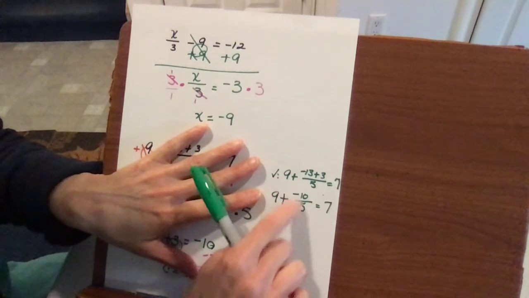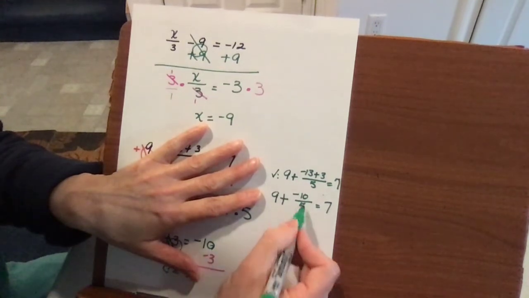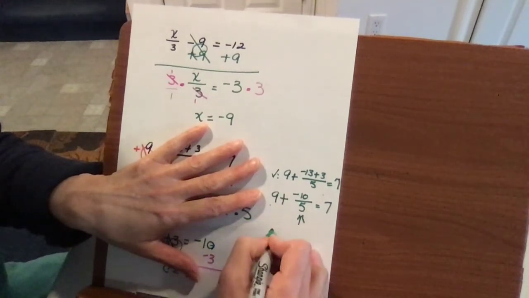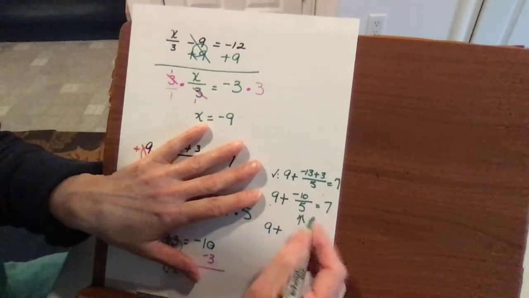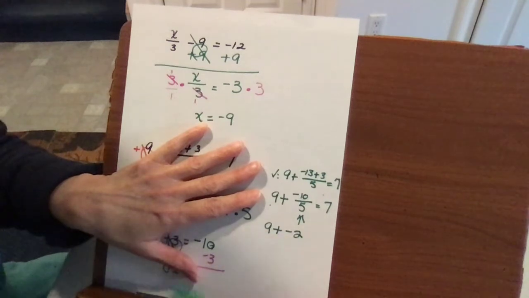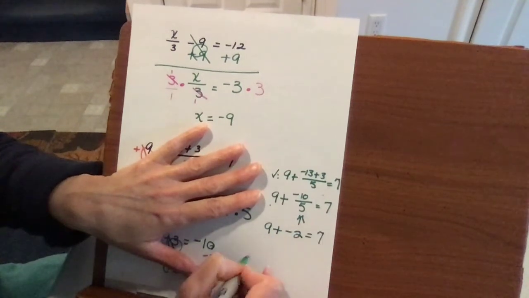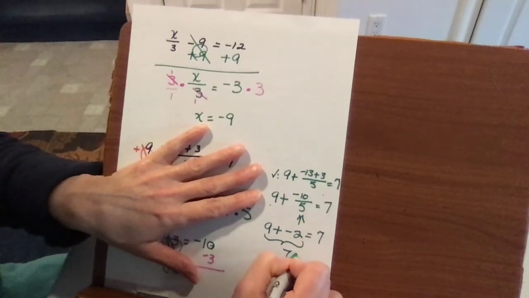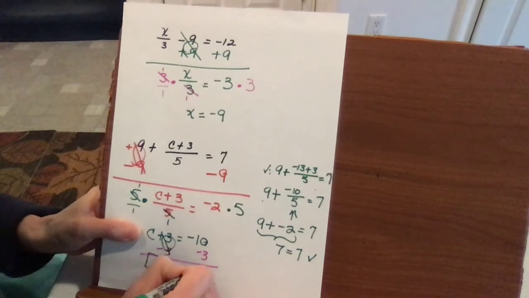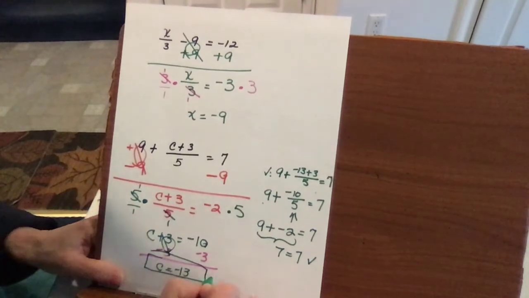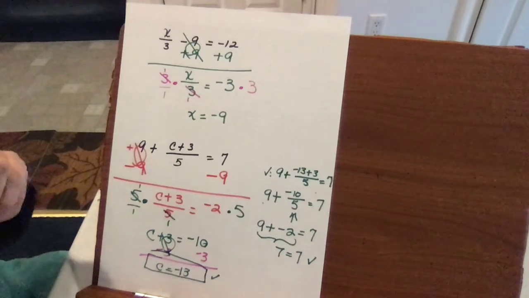Now you know a fraction means division. So we have to do this first because we divide before we add or subtract according to the order of operations. So 9 plus negative 10 over 5 is negative 2. And then this equals 7. 9 plus negative 2 is 7, equals 7. And so it checks. So c equals negative 13 is our answer. Okay? That is how you work on 1- and 2-step equations and checking.